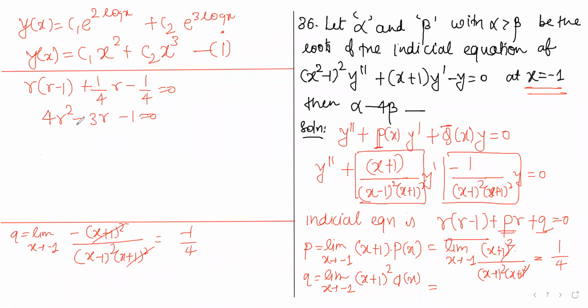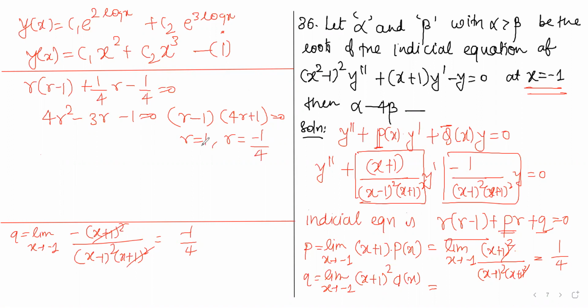And solving this will give me, once again, 4r square minus 3r minus 1. So minus 4 is the factor. That means I'll be getting r plus 1 and 4r, 4r minus 1... oh, no, because this is negative. So (r minus 1) and (4r plus 1) equal to 0. So I'll be getting r equal to 1 and r equal to minus 1 by 4.